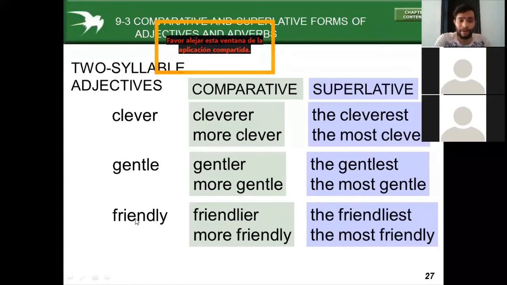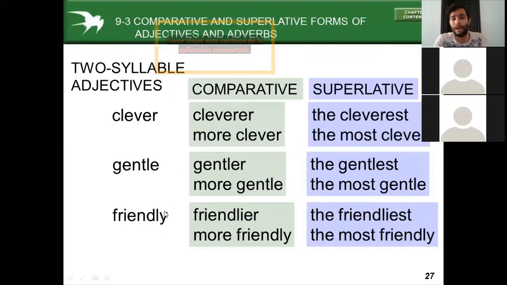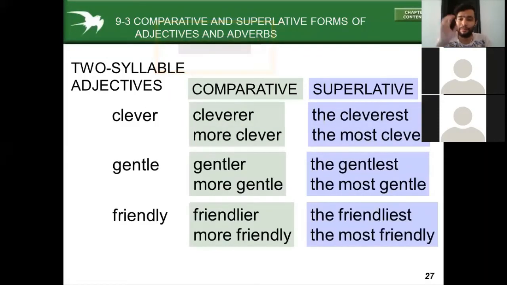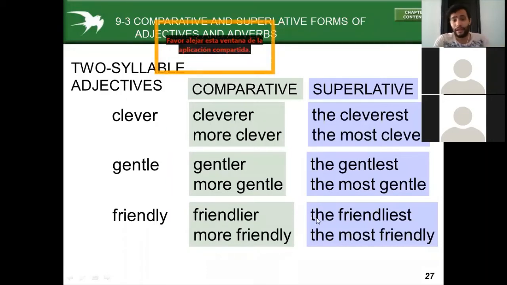We have another example here. Friendly. Take a look, friendly. It finishes in Y, like this. But this one belongs to this group too, because you can use two versions. Again, friendly, friendlier, and the friendliest, or friendly, more friendly, and the most friendly. The one you like, it's okay.